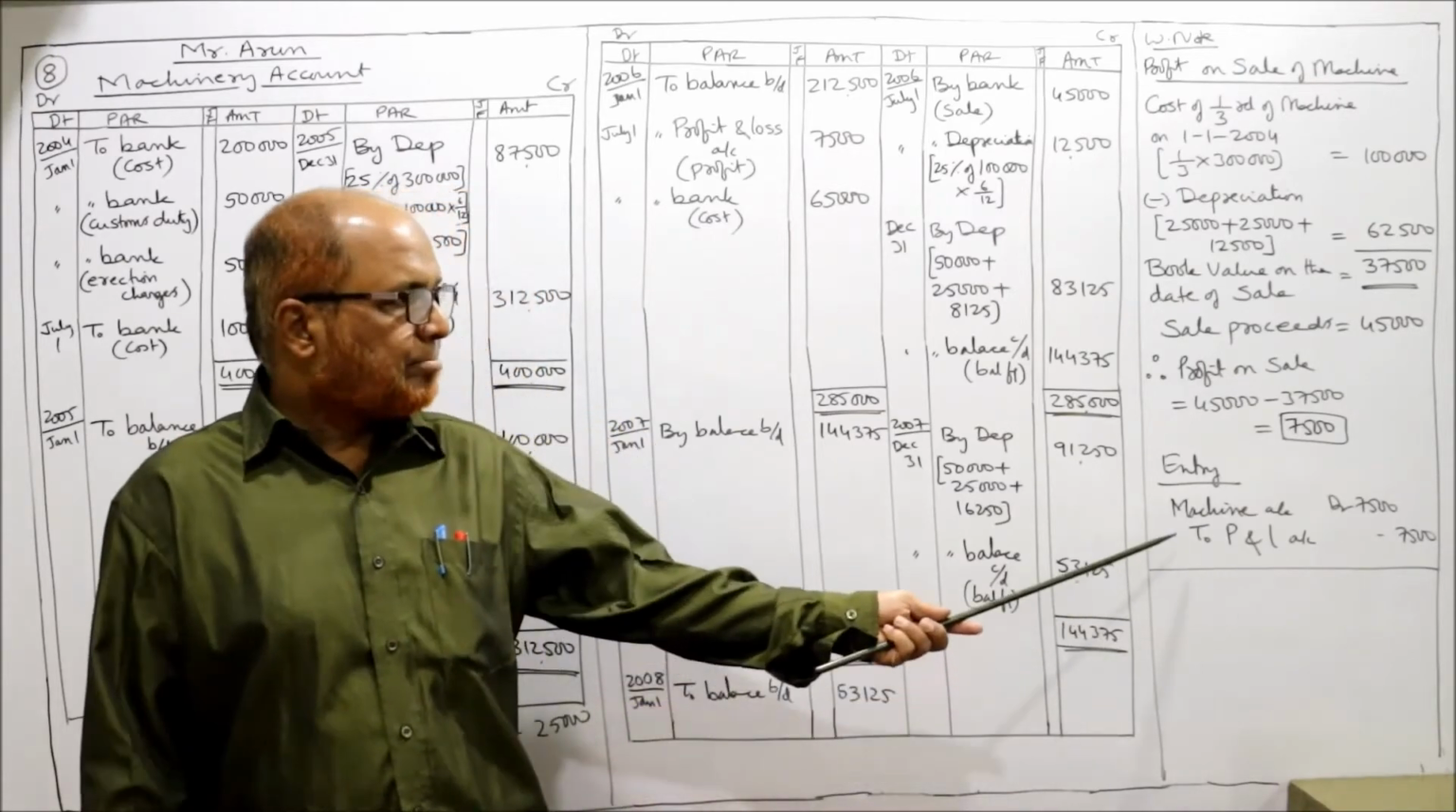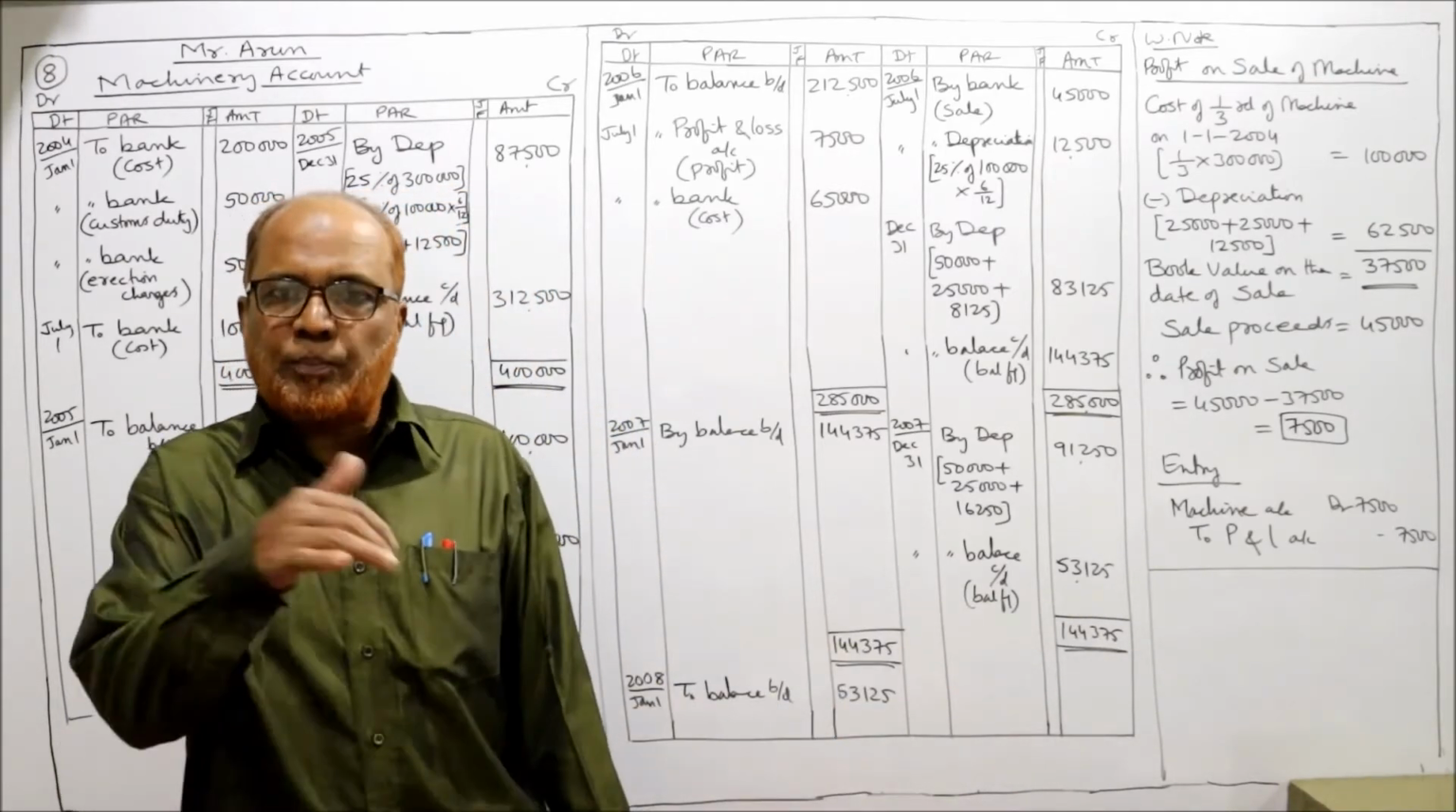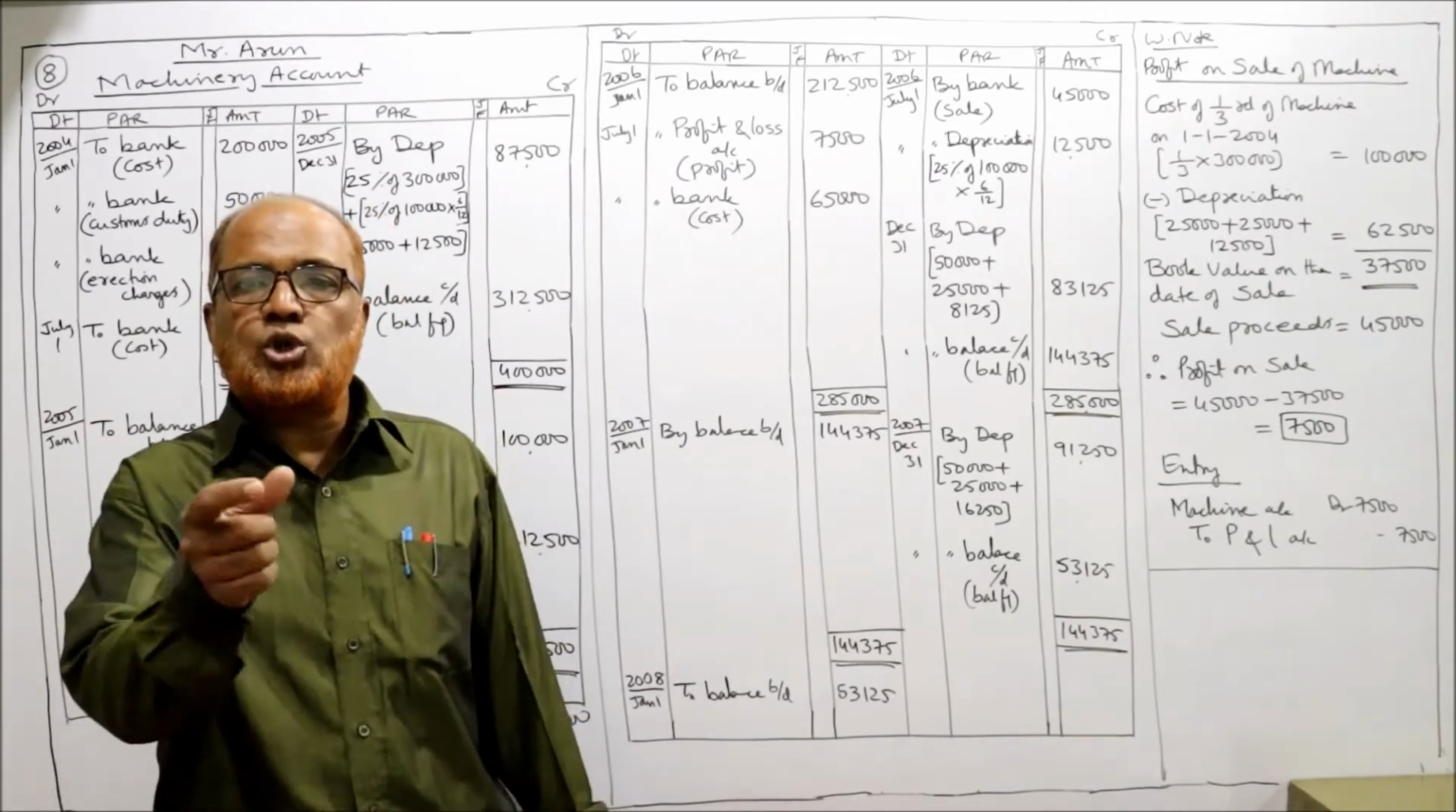So entry will be machine account debit to profit and loss account. So machine account should be debited.